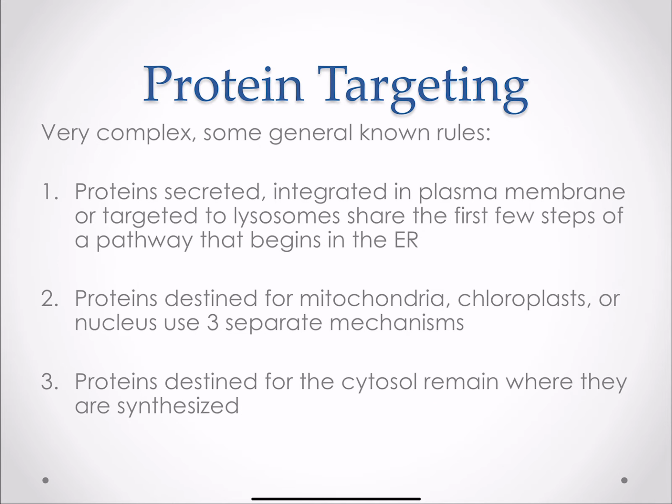So protein targeting is going to be a very complex process. You're going to have proteins that are going to be secreted or integrated into the plasma membrane or targeted to lysosomes, for example. And these are going to share steps that begin in the endoplasmic reticulum. The endoplasmic reticulum is the site of many post-translational modifications. And so your proteins that are destined, again, for the mitochondria or the nucleus or chloroplast are going to have different mechanisms. Proteins destined for the cytosol remain where they are synthesized.